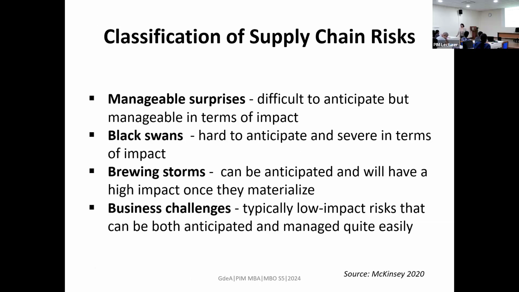Right. So during the COVID period, McKinsey and Company did a classification of the type of risks. This is not the only classification; I just used it. If you want to look at that article, you do a search and you'll get this. In 2020, they did this classification and identified risks as manageable surprises, black swan risks, brewing storm, and business challenges. So they looked at the probability of occurrence and the impact it makes to the business, high or low, high or low. Whether there is a high probability of occurrence or low probability of occurrence.